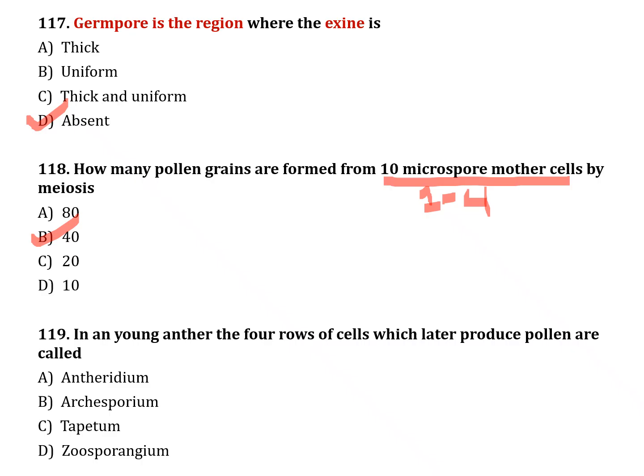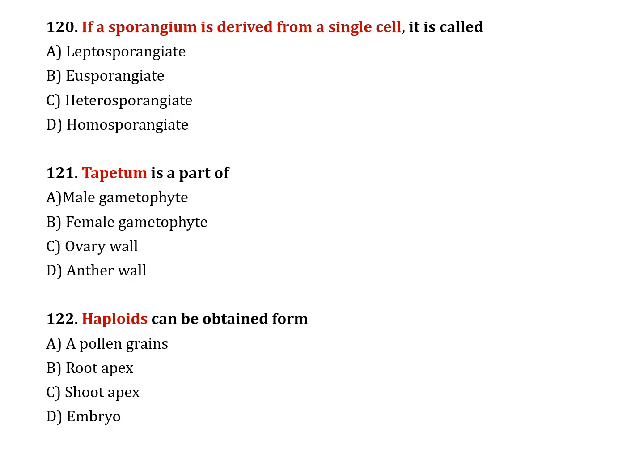The next question, number 119. In a young anther, the 4 rows of cells which later produce pollen are called option A antheridium, option B archisporium, option C tapetum, option D zoosporangium. Correct answer is option B, archisporium.